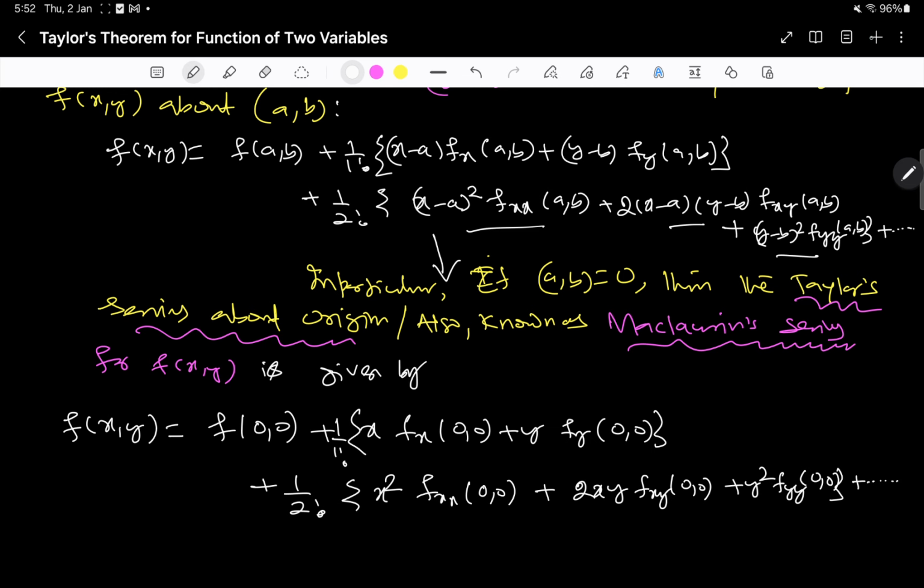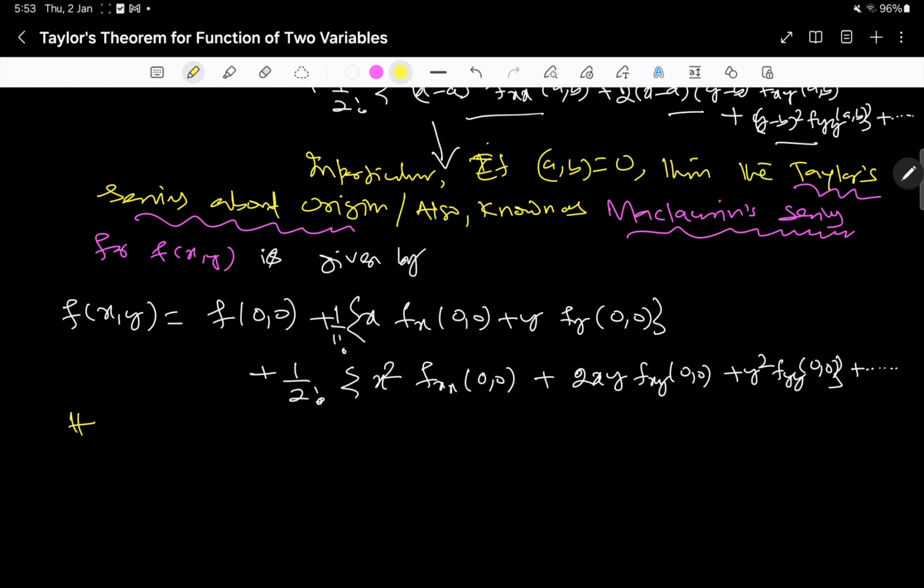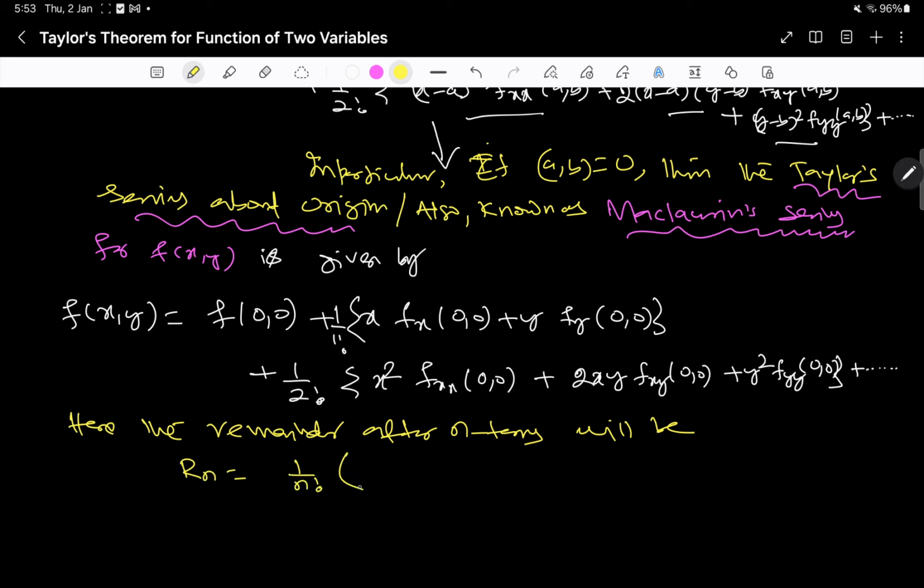So you note that. Here the remainder after n terms will be Rn is equal to 1 by factorial n times (x del by del x plus y del by del y) to the power n f(theta x, theta y), and here Rn tends to 0 as n tends to infinity, right? So in a remark we write it here.